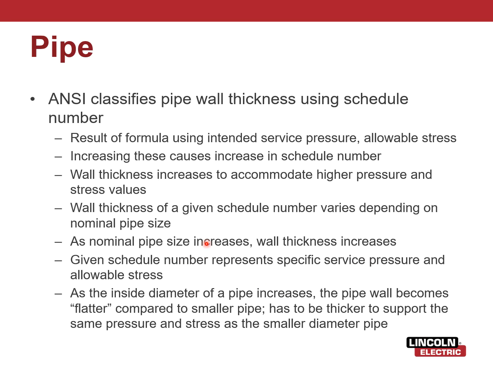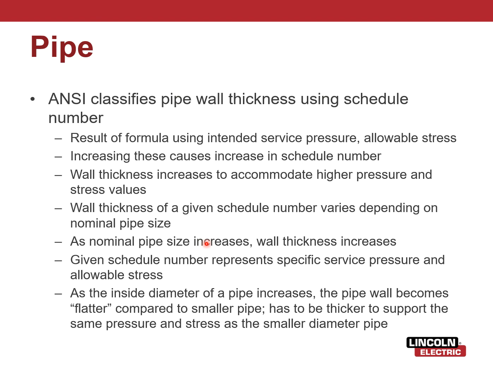Okay, so ANSI, right, those same people that write the safety rules for your safety glasses, they classify pipe wall thickness using the schedule number. Okay, so this is a formula intended for service pressure and allowable stress, again for high pressure liquids and gases. Increasing the schedule number increases the wall thickness. All right, and the wall thickness increases to accommodate higher pressure and stress values. So it's all based on pressure and stress.